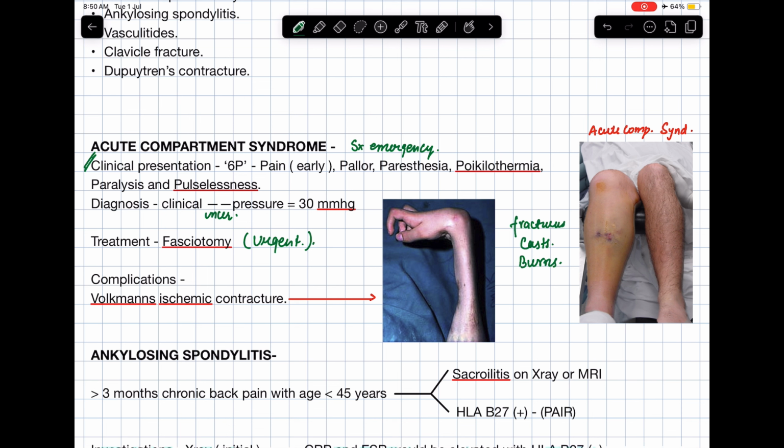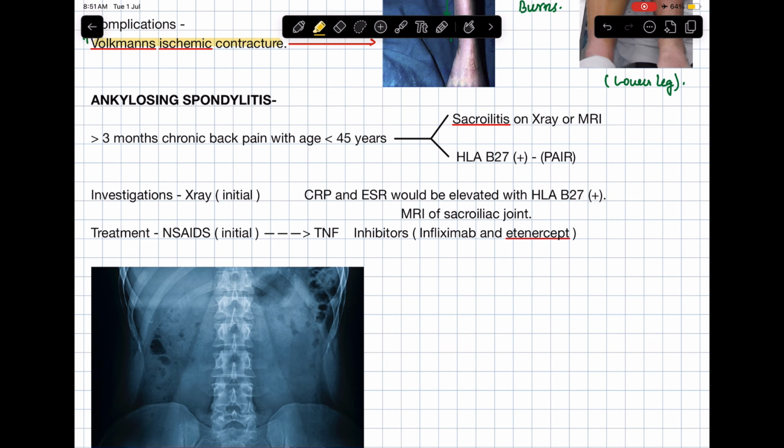Now, the two most common compartment syndromes that are occurring is, one is in the lower leg and the other one is forearm compartment syndrome. That is because of distal radial fractures. Now, the important complication that we need to make sure doesn't occur is Volkmann's ischemic contractures. It is basically a permanent shortening of the forearm muscles, resulting in a claw-like deformity of the finger, hand and wrist. Next topic is ankylosing spondylitis.